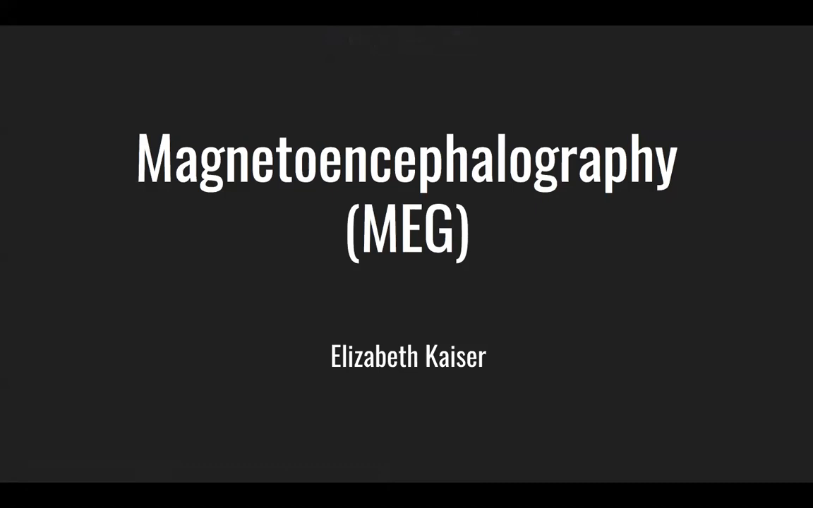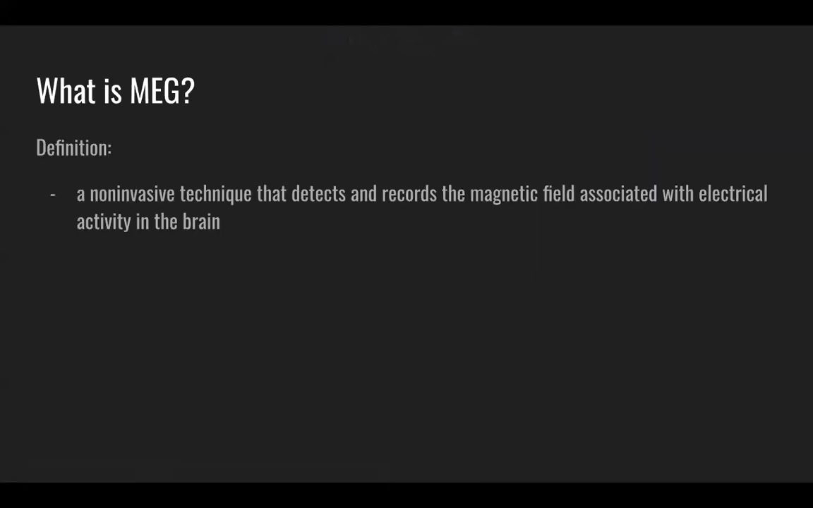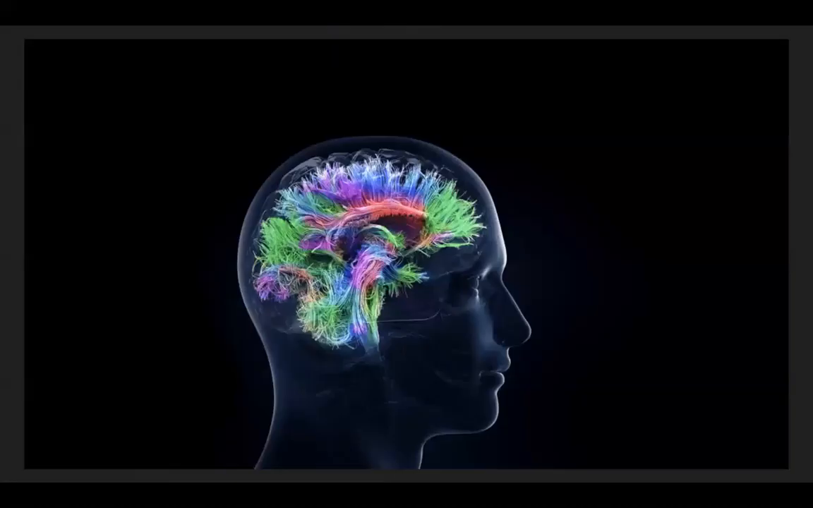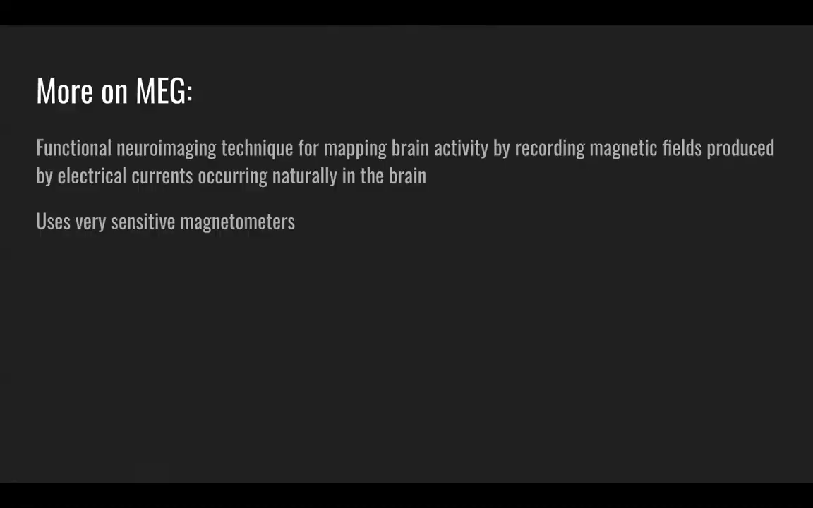Okay, so I decided to do my presentation on magnetoencephalography, the MEG for short. Basically, an MEG is an imaging technique that identifies brain activity and measures small magnetic fields produced in the brain. It's non-invasive and it detects and records the magnetic field associated with electrical activity in the brain. Cool image. It's a functional neuroimaging technique similar to the fMRI and the PET scan, as well as the PSYCH test. But unlike those tests, it uses very sensitive magnetometers.